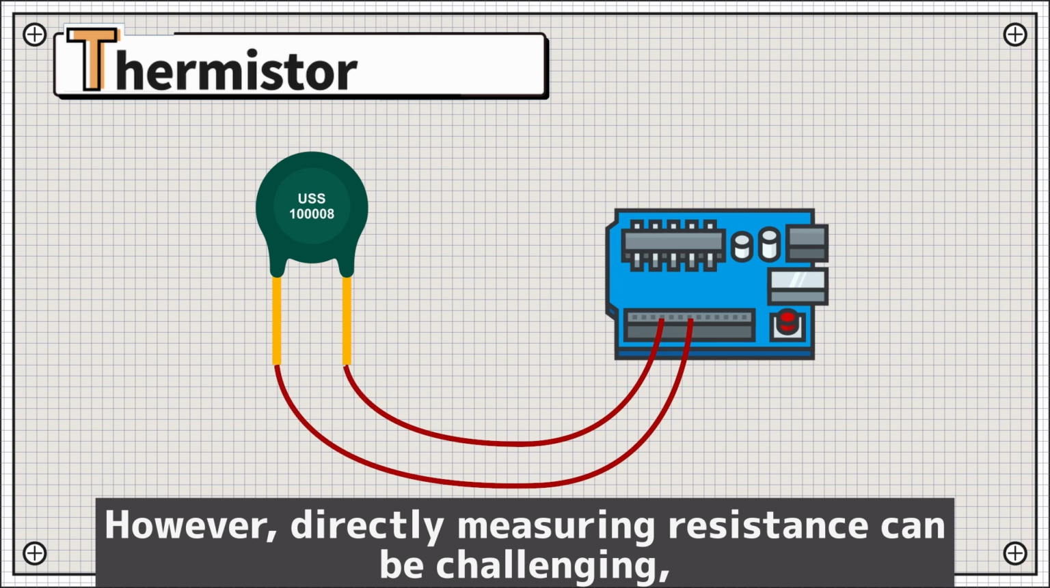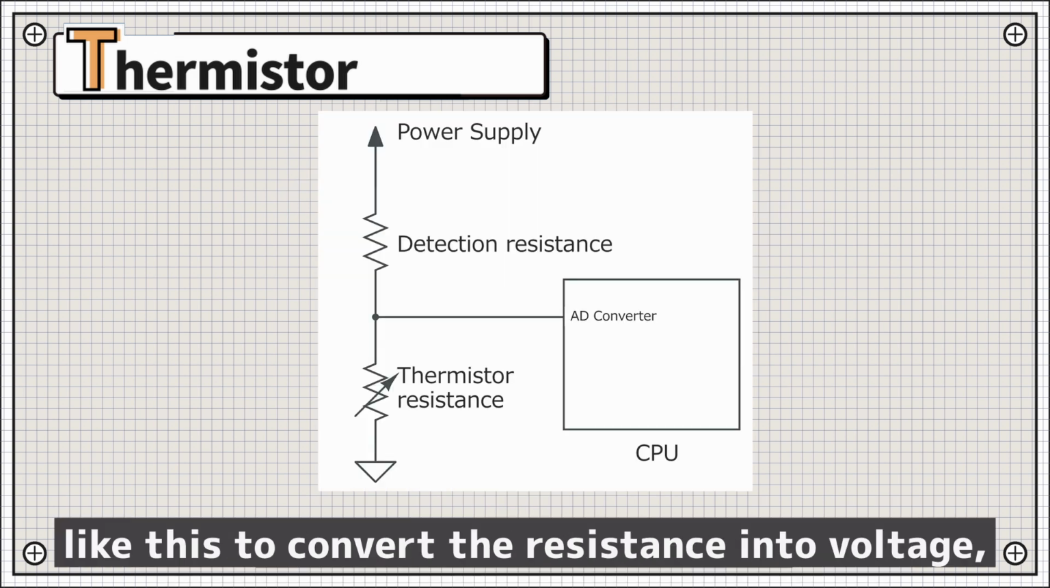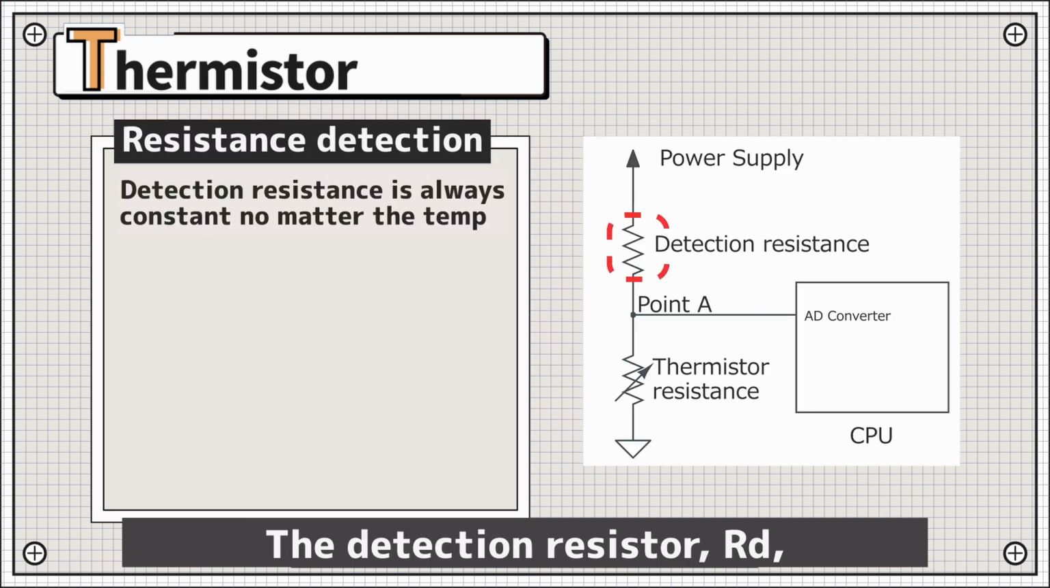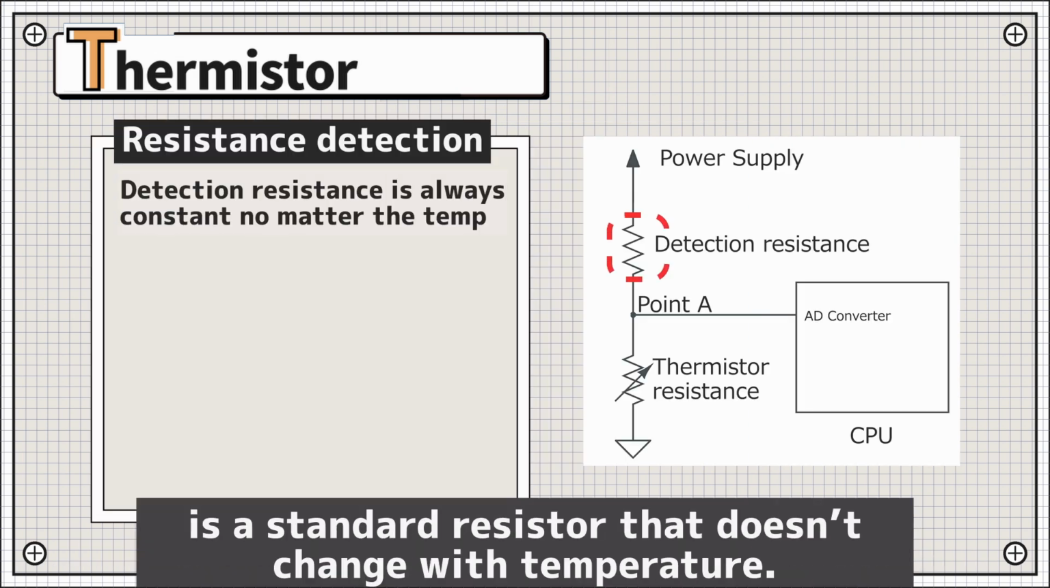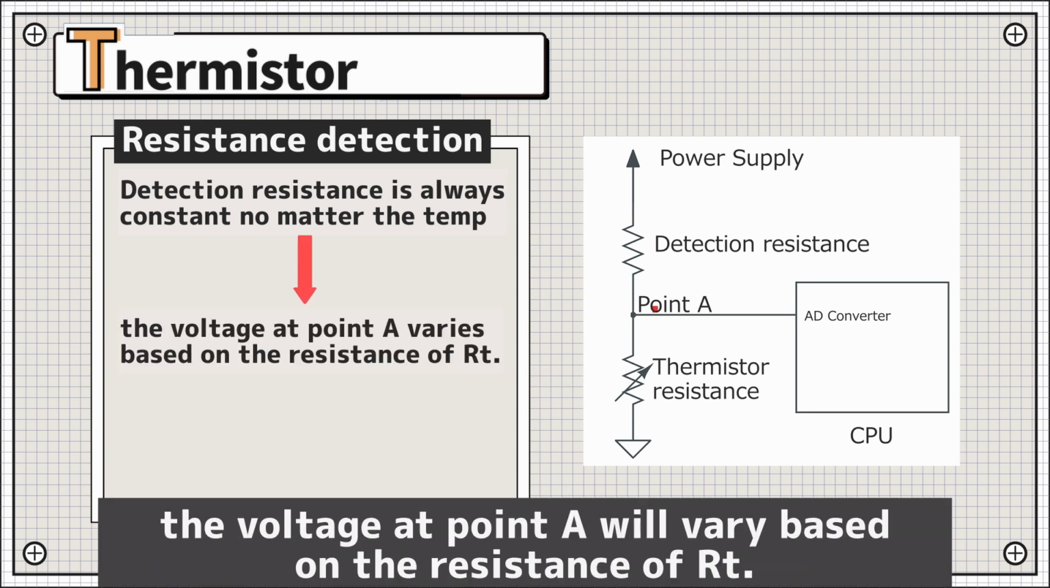However, directly measuring resistance can be challenging, so it's common to create a circuit like this to convert the resistance into voltage, which can then be read. The detection resistor, RD, is a standard resistor that doesn't change with temperature. Assuming the load has a fixed resistance, the voltage at point A will vary based on the resistance of RT.